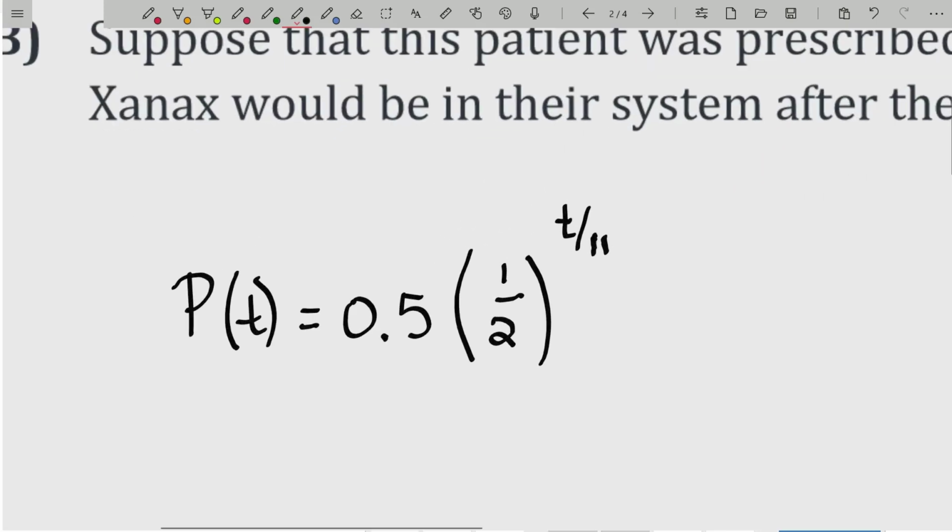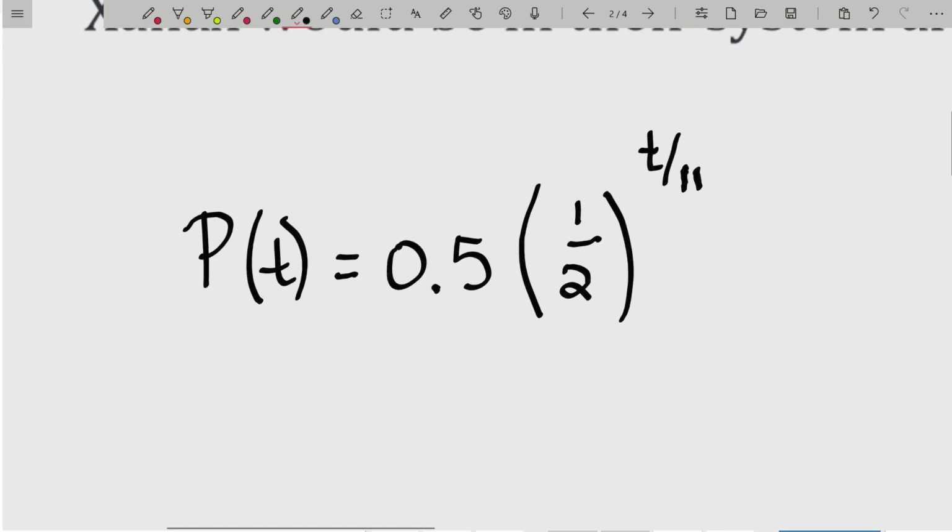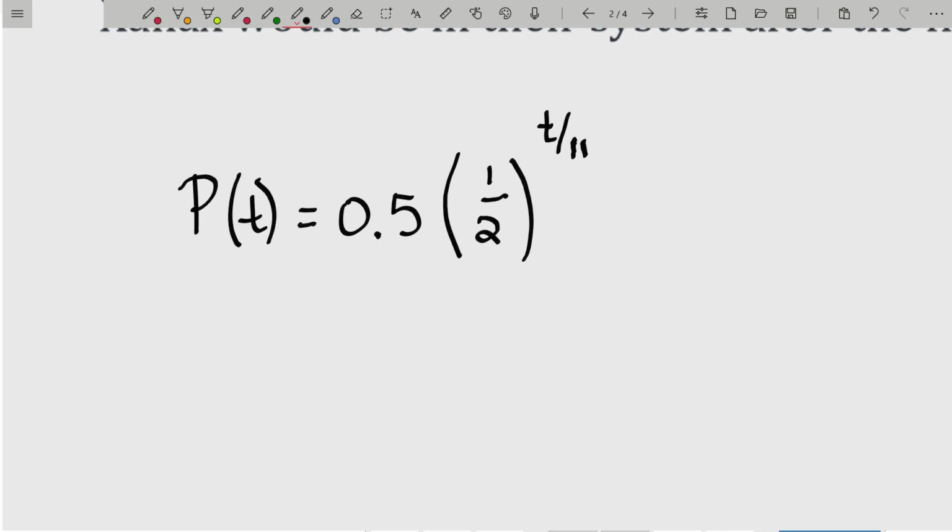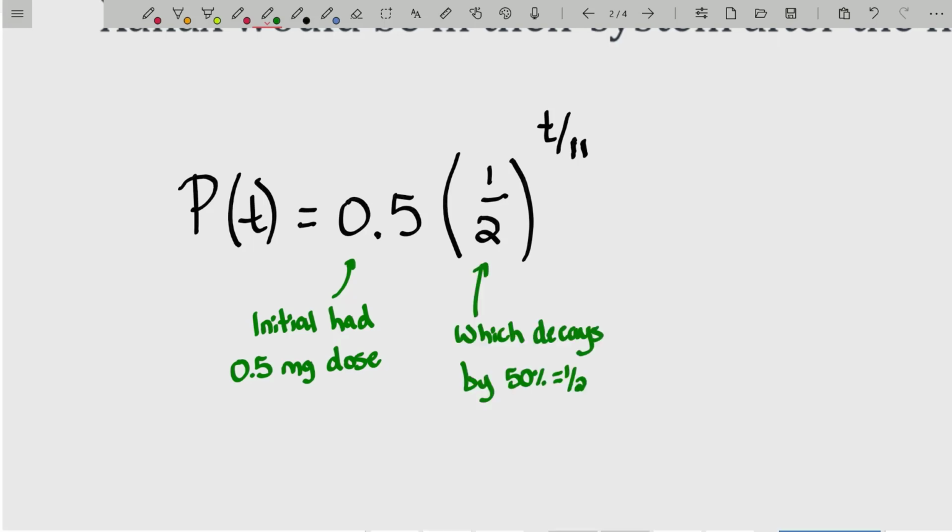It's really very nice. Let me read it again. And actually, maybe I should write below it as I read it. So we initially have a 0.5 milligram dose, which decays by 50%, or in other words, half. You could also say which means you get to keep half. That's both ways of saying that. You decay a population by half means you keep half a population. But it does that every 11 hours. And that's a great way to read that.